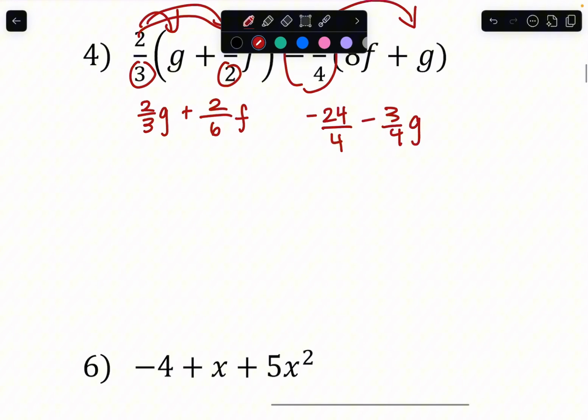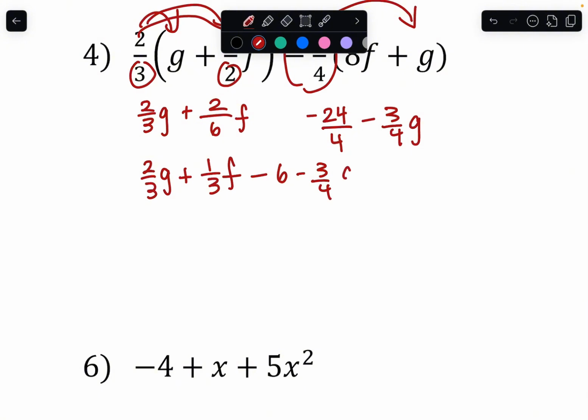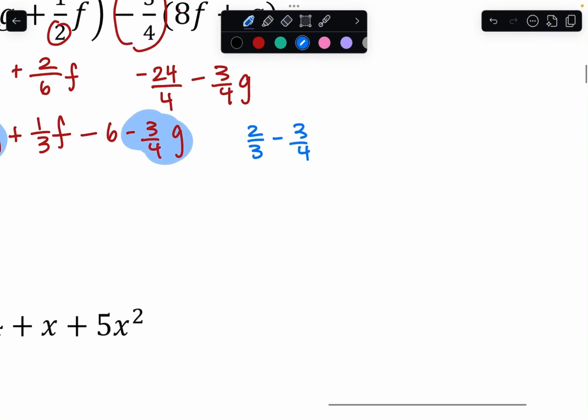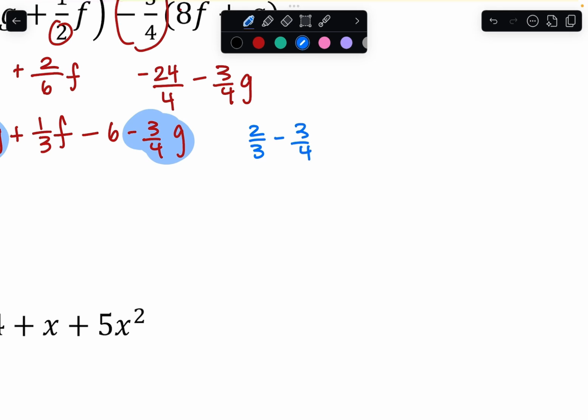Okay, and so in this next step, I'm going to go ahead and simplify those fractions. 2/6 is 1/3. Negative 24 over 4 is negative 6. And then we have our negative 3/4 g. All right, so our only like terms here are the g terms. We have 2/3 minus 3/4. So 2/3 minus 3/4 for our g term. We're going to need a common denominator. And so the common denominator between 3 and 4, we can turn those both into a 12.